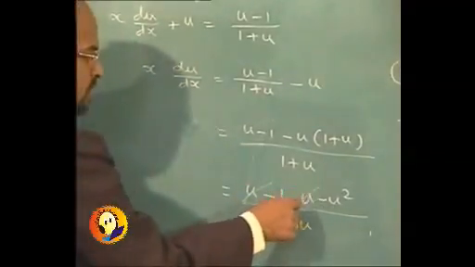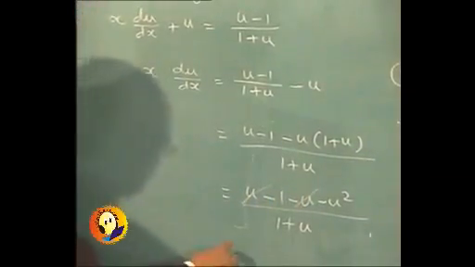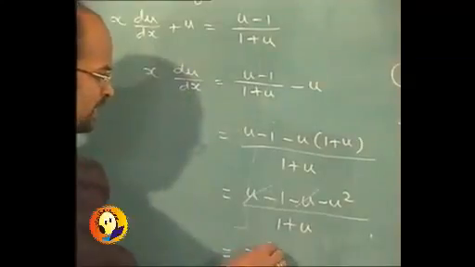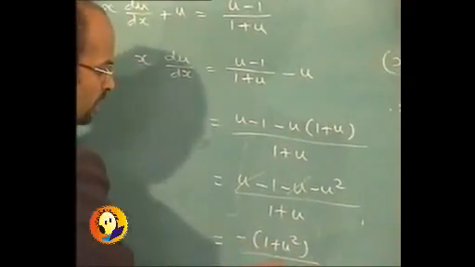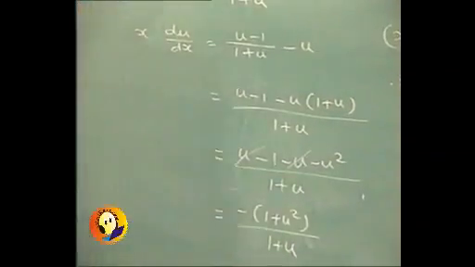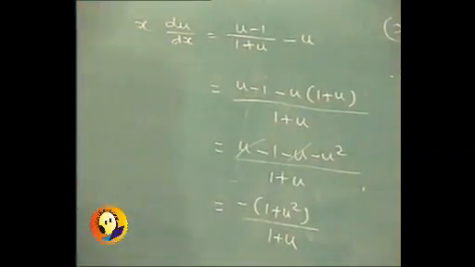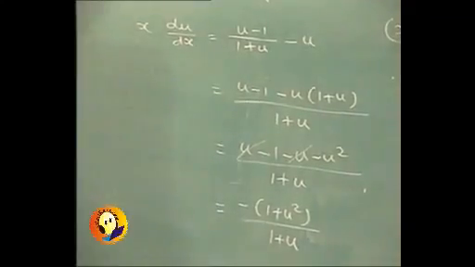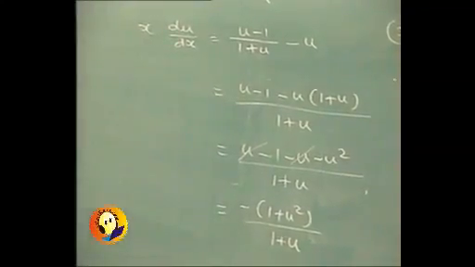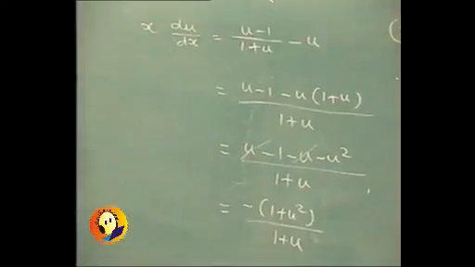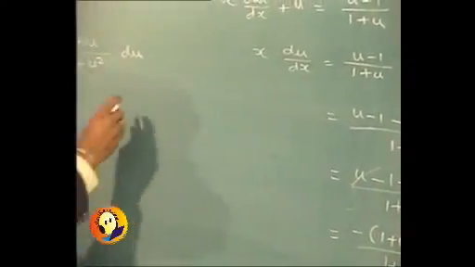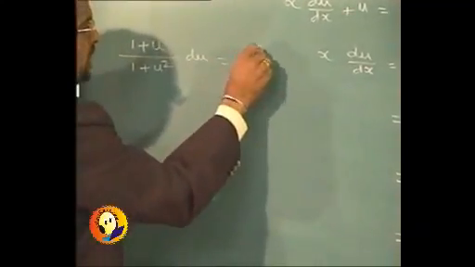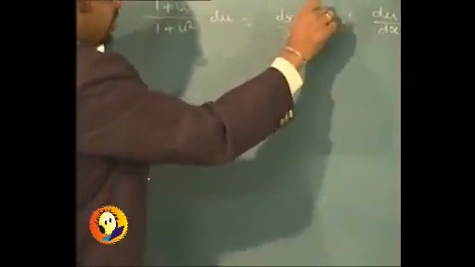u cancels and you will get the right hand side as minus into bracket 1 plus u square divided by 1 plus u, which is in the form of variables separable. So we can cross multiply and write it as 1 plus u divided by 1 plus u square du equal to minus dx upon x.